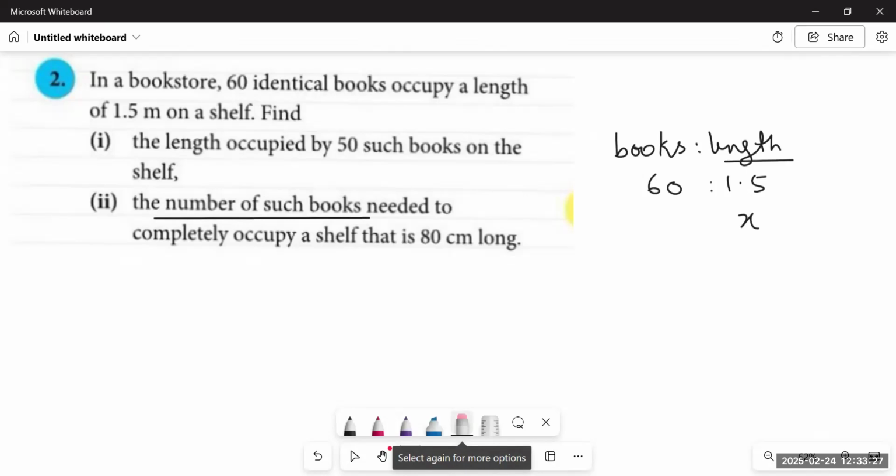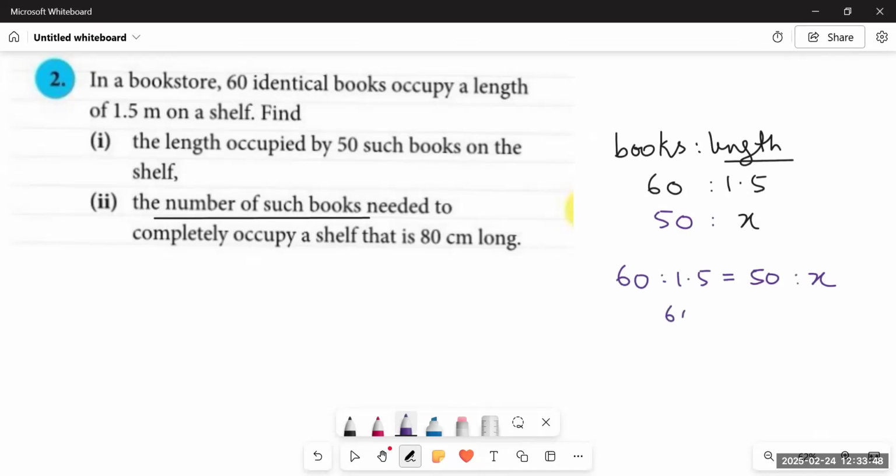So if you have to find the length occupied by how many books, they are giving us 50 such books. So we can write 50 over here. The next ratio would be 50 ratio X. So we can keep it like this. 60 ratio 1.5 is equals to 50 ratio X. What am I going to do next? I'll write it down like 60 upon 1.5 is equals to 50 upon X. Then I'll cross multiply them.